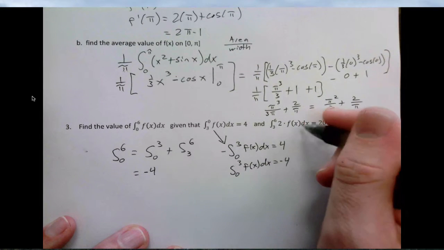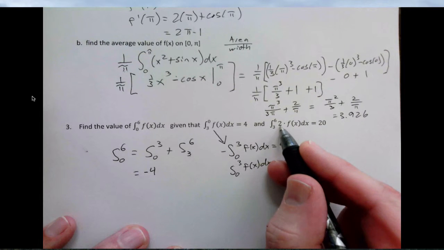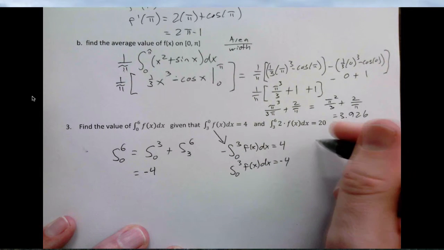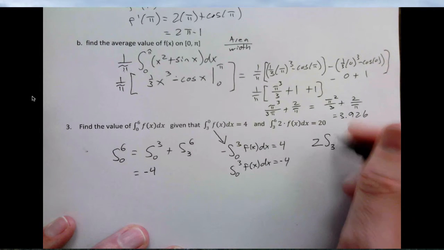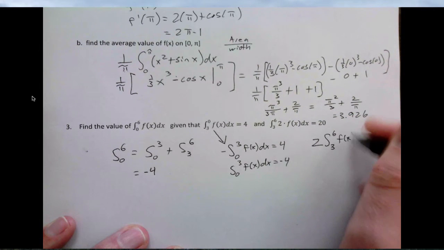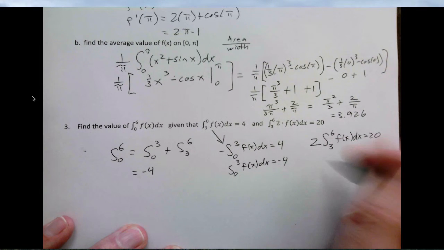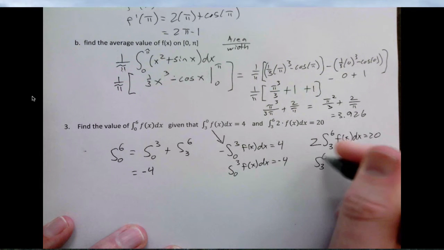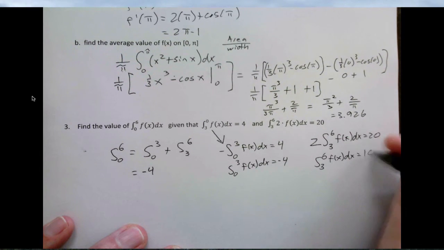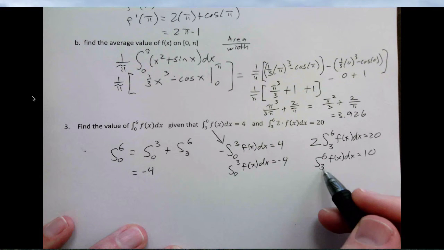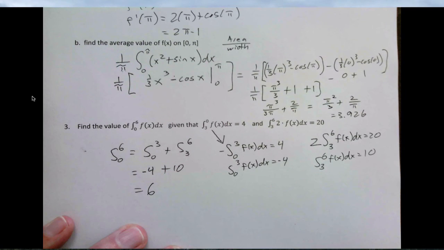All right, let's get this one to match exactly the integral from 3 to 6. Okay, so I need to get that 2 out of there. So I bring that out front, 2 integral 3 to 6 f of x dx equals 20. And to make it match exactly, I divide by 2. So when I divide by 2, I get 10. So the integral piece from 3 to 6 is 10. So this whole thing comes out to 6.